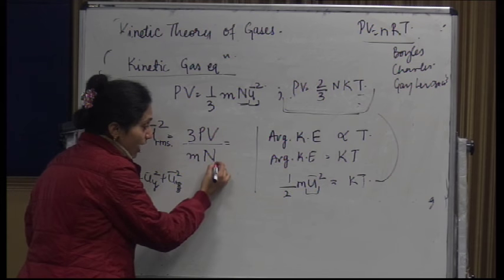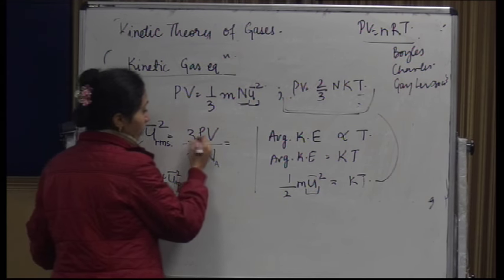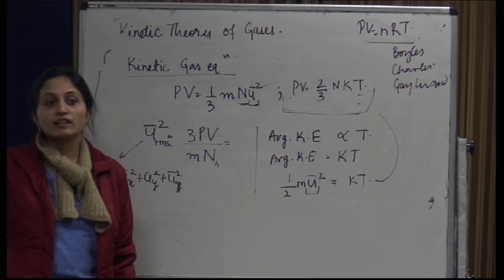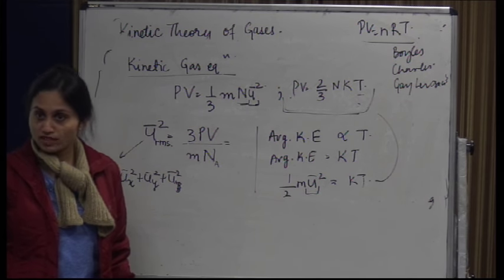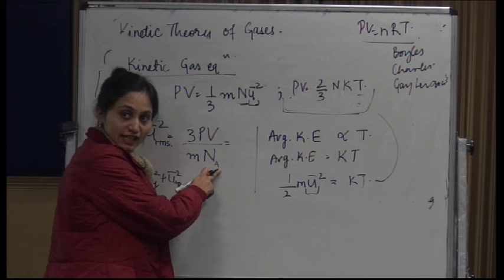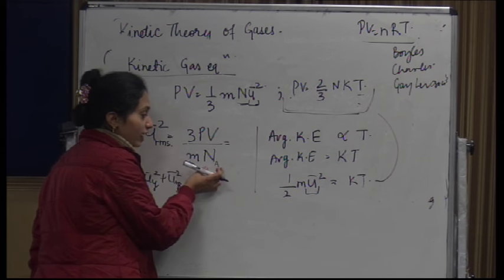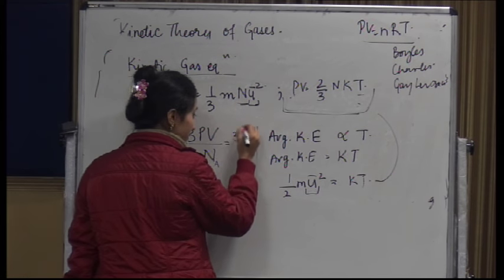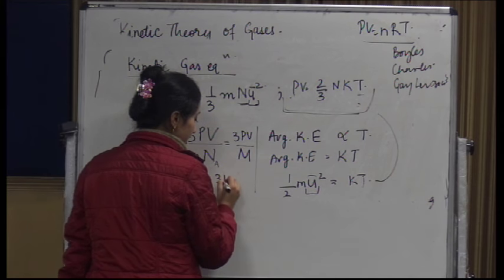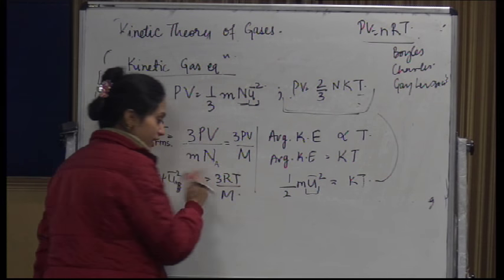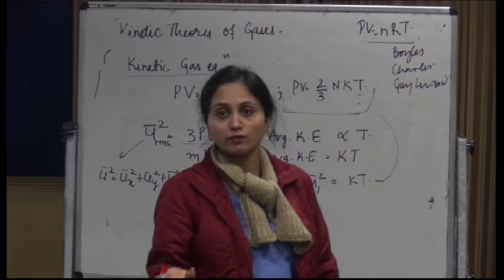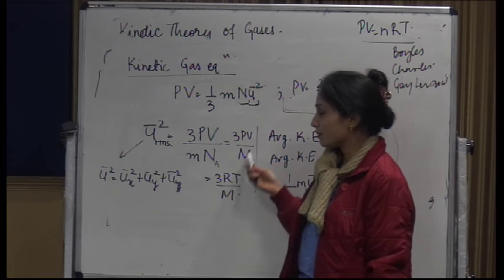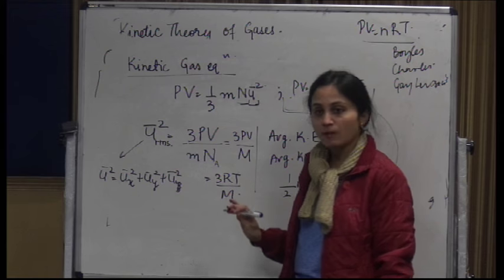If this n is Avogadro's number for 1 mole, look, PV is equal to nRT. If I am taking n to be 1, I am talking about 1 mole only. And how many molecules are there in one mole? That is Avogadro's number. So the total number of molecules will be Na, and the mass of one molecule into Avogadro's number will be your molar mass. This can be written as 3PV by M, which can also be written as 3RT by M. So this expression should be remembered for the root mean square speed. Your root mean square speed is equal to the square root of 3PV by M, which is also equal to the square root of 3RT by M.